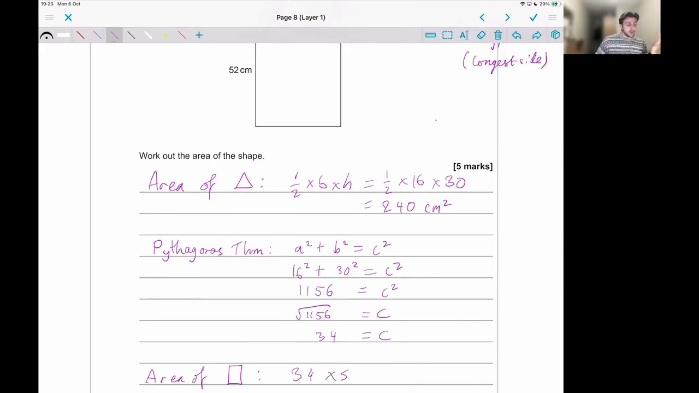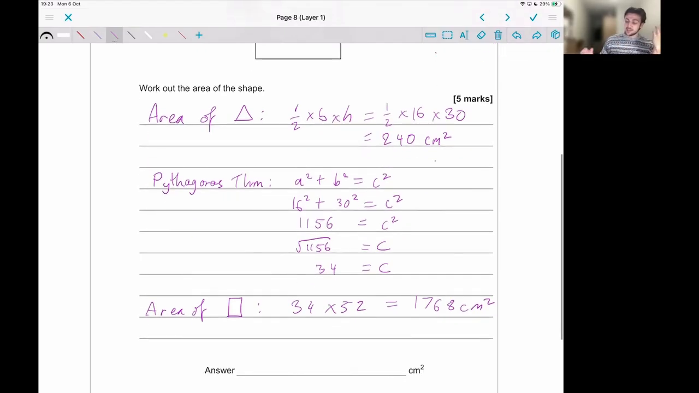So it's 34 times 52, which is 1,768 centimeters squared. Don't forget your units. So to finish, we want the area of the whole shape. So we're going to add the area of the triangle to the area of the rectangle. So the two areas together, 240 plus 1768 gives us 2008. And that will be our final answer. And they've even given us the units for us. So very kind of them.